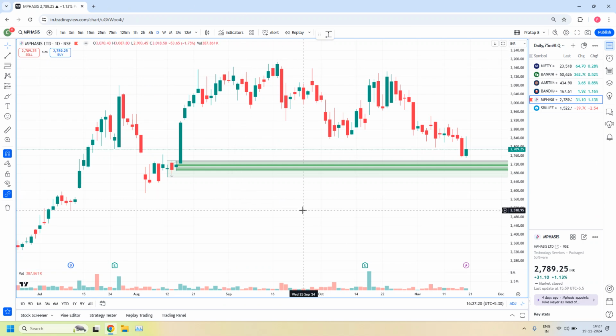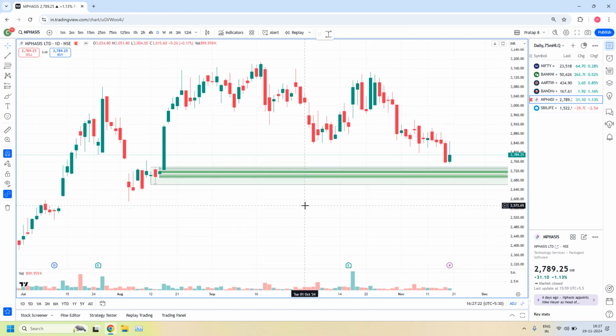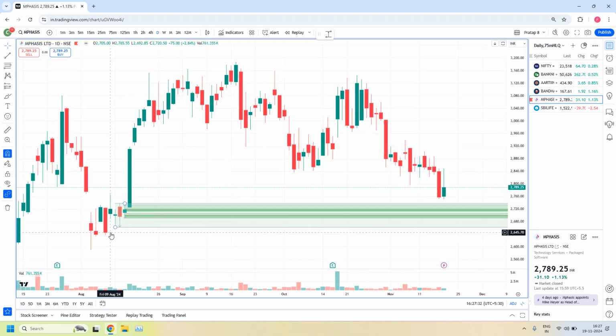Now let's get into the analysis of Emphasis. Emphasis is a daily zone, a rally zone. This is the one, because see here, there is a huge gap from the previous close to today's open. That's why you will get a huge rally candle.